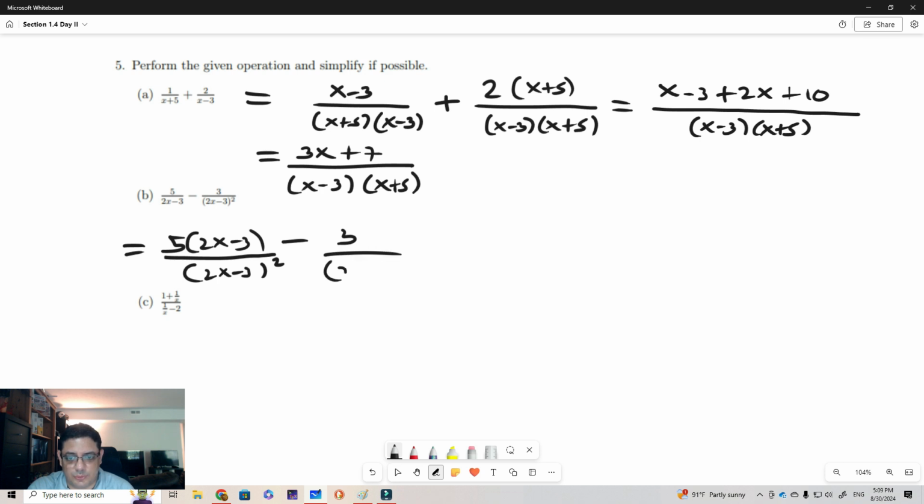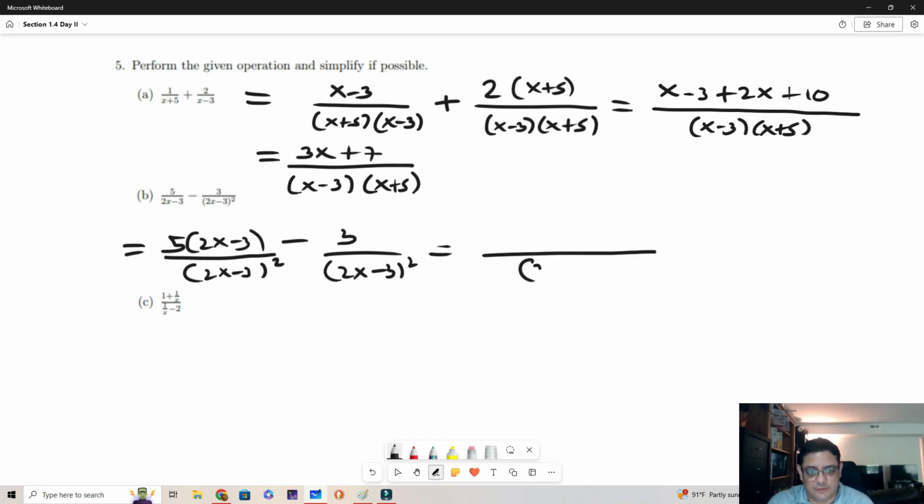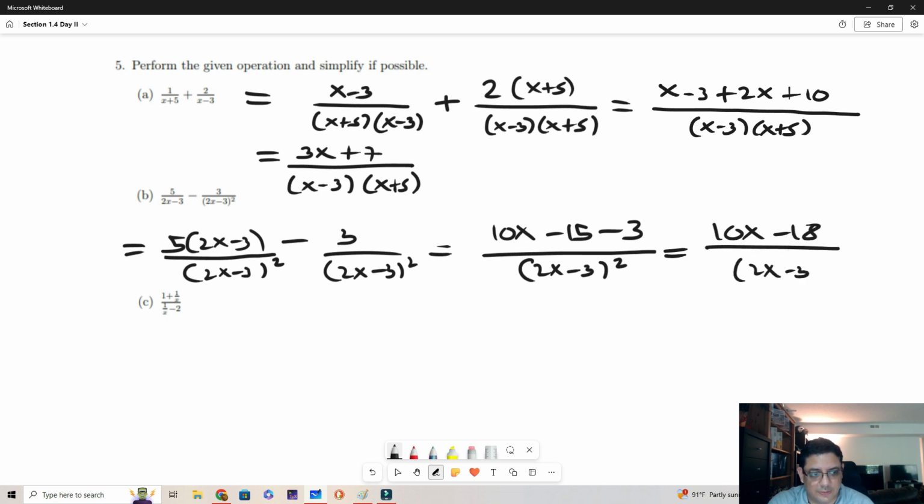Now this is 3 over 2x minus 3 squared. Then we can fold this together now that they have the same denominator. This is 2x minus 3 squared, and the top is going to be 10x minus 15, and here minus 3. So this will be 10x minus 18 over 2x minus 3 squared. That's pretty much everything that we can do in here. We cannot cancel out things or simplify more, so that's a good stopping point for this question.